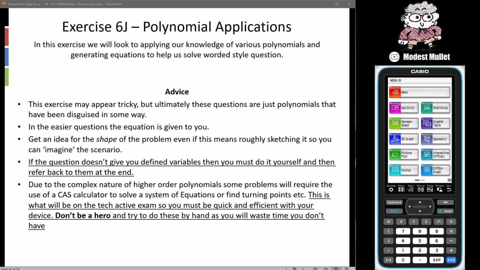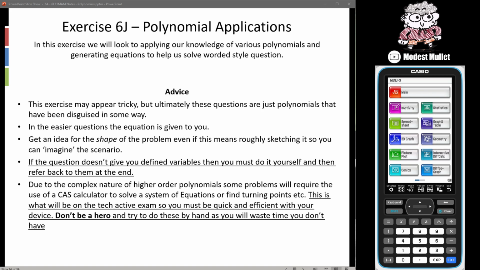This exercise may appear tricky, but ultimately these questions are just polynomials that have been disguised in some way. In the easier questions, the equation is given to you. Get an idea for the shape of the problem, even if this means just roughly sketching it out so you can sort of imagine the scenario. And I'll talk about that a little bit more in the next example.